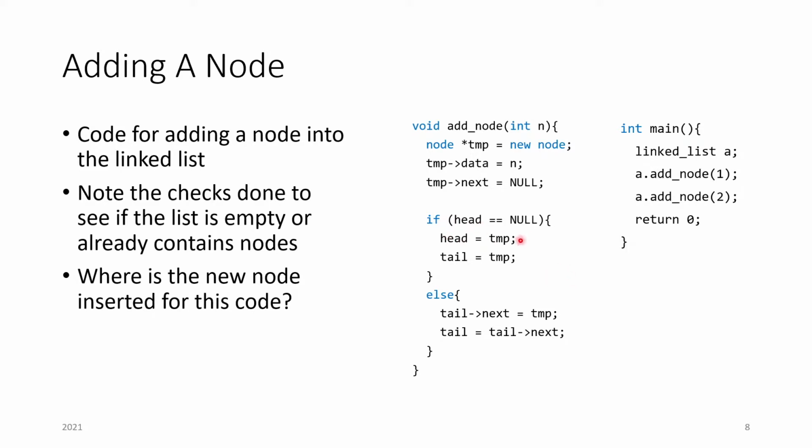If it is not, on the other hand, we need to make sure that we add this node towards the end of the list. So we update our tail node accordingly to represent that. Because this add node function is a method in our linked list class, we call it in our main function using this syntax construct here.